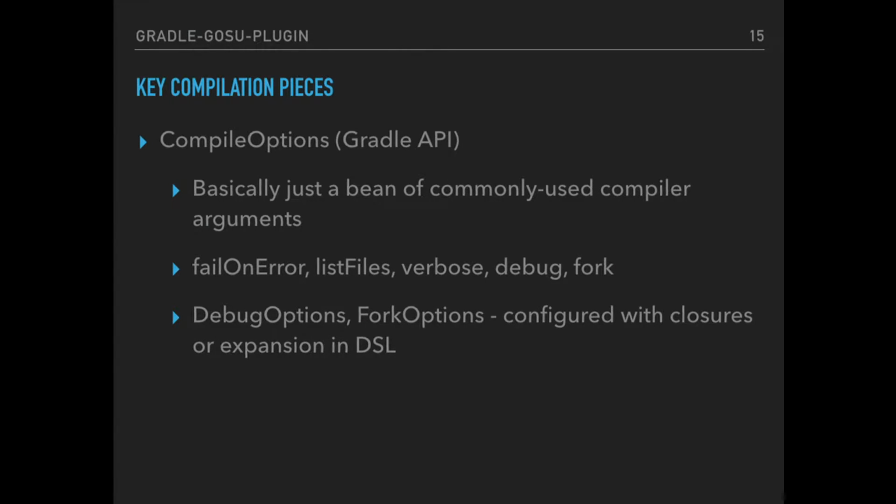A couple other options like debug or fork, which are also Boolean properties. They have another object, which is like a bean within a bean, which is holding additional properties. Like when you debug, you want to give specific maybe JVM arguments or fork options. This is when you're going to do out-of-process compilation. You might want to give extra memory requirement to that spawned JVM process. This is where you can set those types of properties.